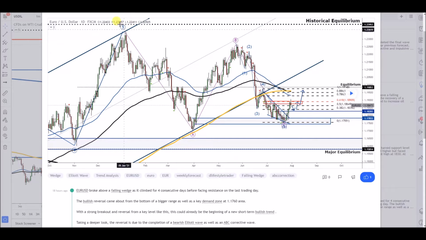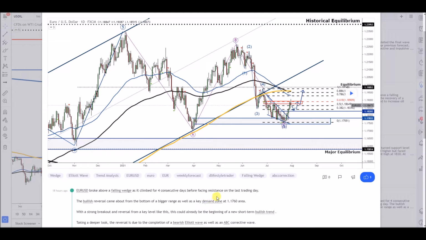Alright, so you can see that this entire market range is what I'm talking about, the bigger range, and the reversal right here as it broke above this falling wedge. So with a strong breakout and reversal from a key level like this could already be the beginning of a new short-term bullish trend.